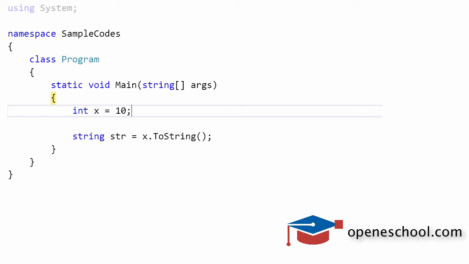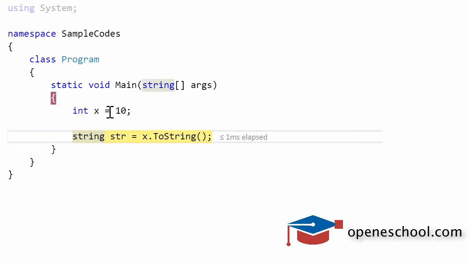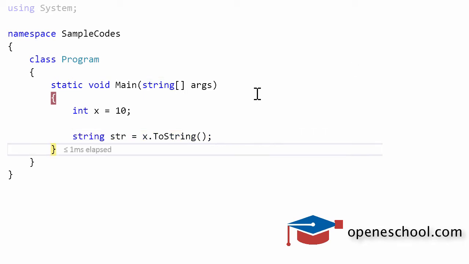So if we notice, the value of the variable x is 10. The value of the variable string as of now is null because we have not executed this line of code as of now. So let me move to the next line, and now you will notice that the string variable str has got the value 10.